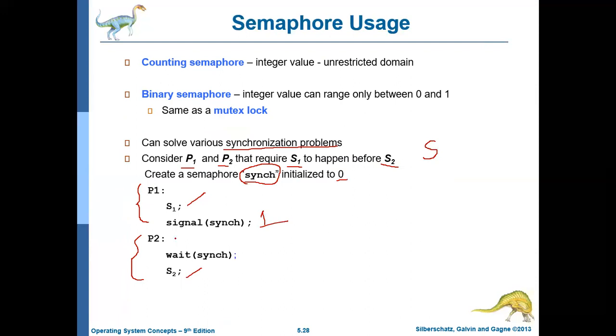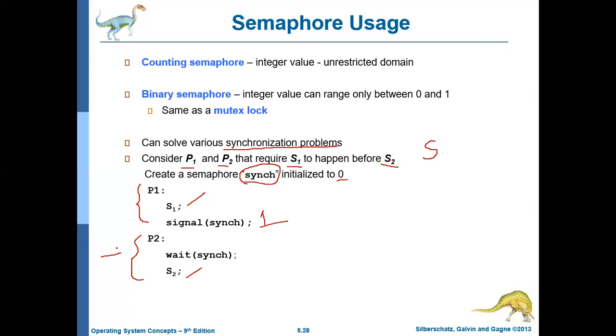Say now after that P2 executes. Now P2 calls wait of sync. In wait, we check whether synchronization is less than or equal to 0 or not. No, it's not less than or equal to 0, so S2 will be executed. So this order is maintained here, no issues. But say the order is not maintained.